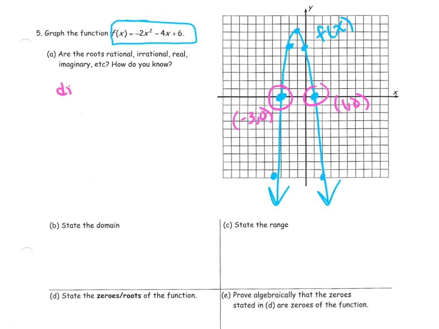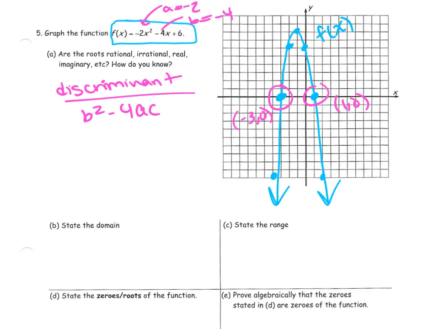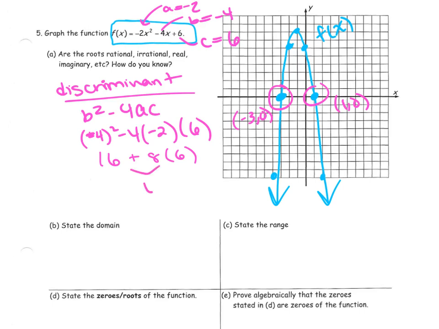We can check. Do you guys remember learning about the discriminant? I know you're like, it's so long ago. The discriminant. If we check the discriminant, which is the number that's under the radical of the quadratic formula, b squared minus 4ac, we just plug in: here's a, here's b, and here's c. I have negative 4 squared minus 4 times negative 2 times 6. I have 16 plus 8 times 6, which ends up being 16 plus 48, which is 64.